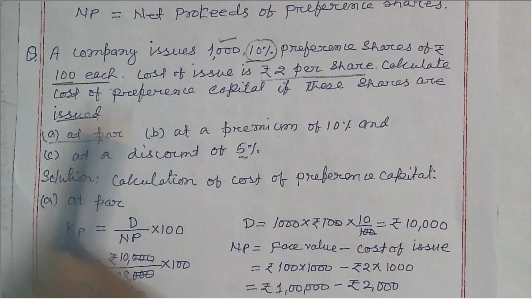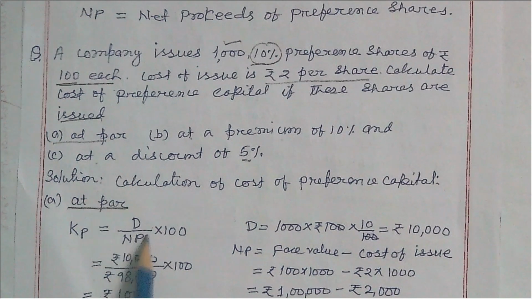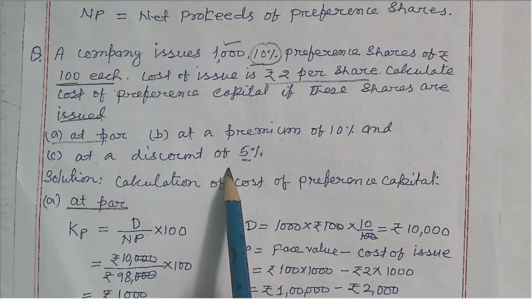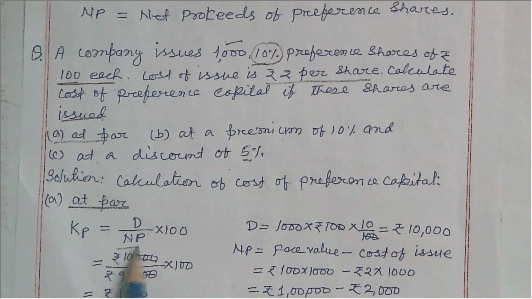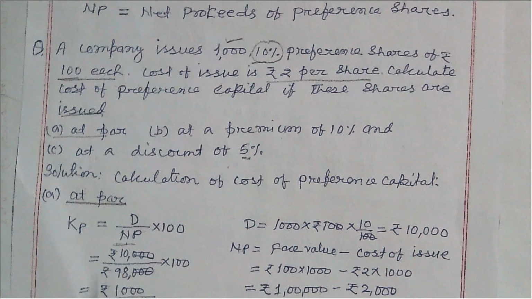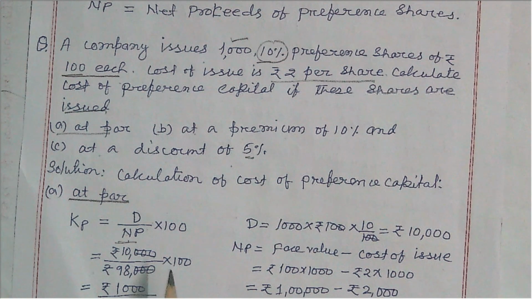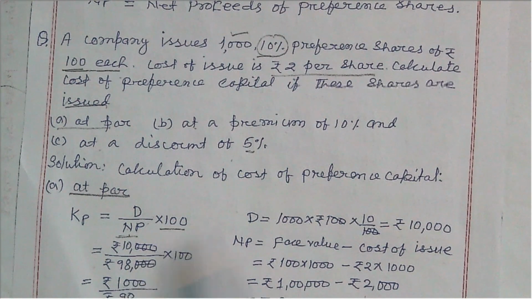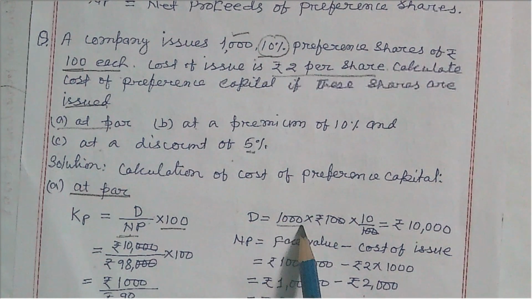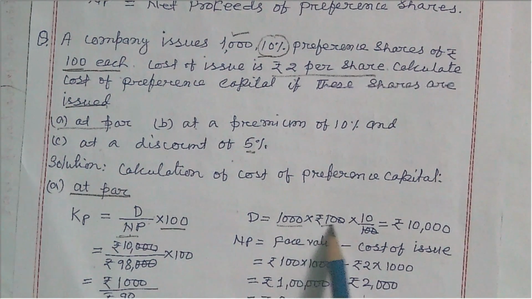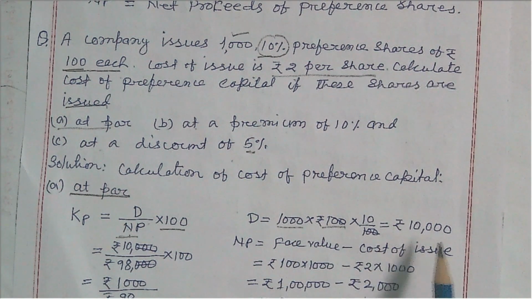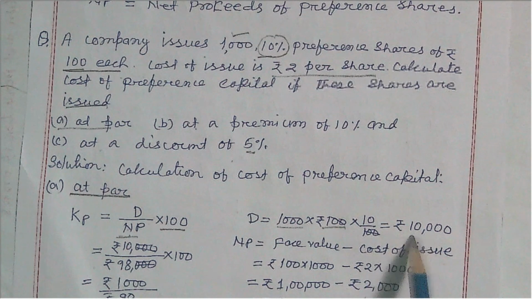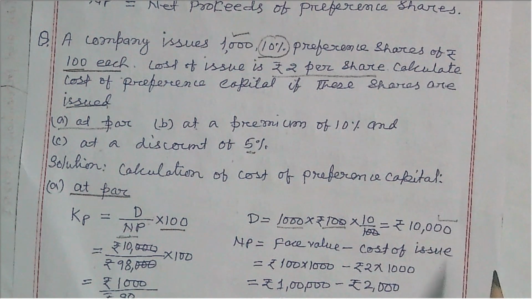Whether it is issued at par, at a premium or at a discount, the same formula will be used, but only the amount of net proceeds will change. Kp equals D by NP into 100. Here the number of shares issued is 1000 and the value of each share is 100, so at the 10% rate of dividend you get rupees 10,000 as annual dividend.